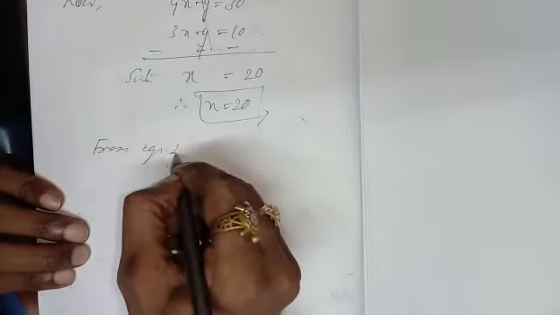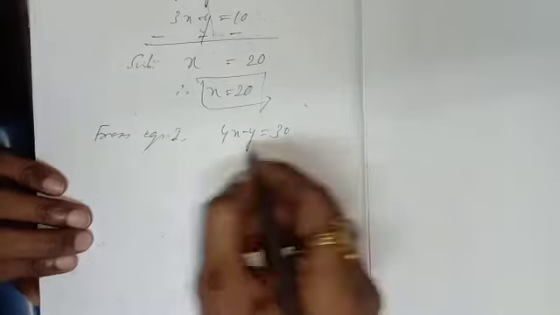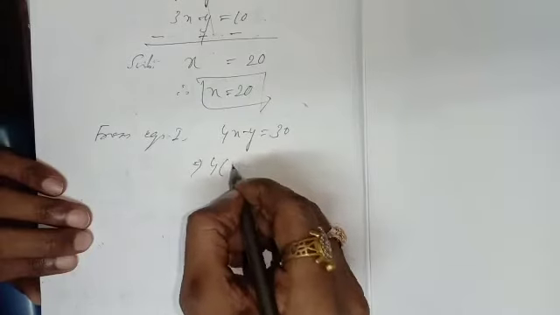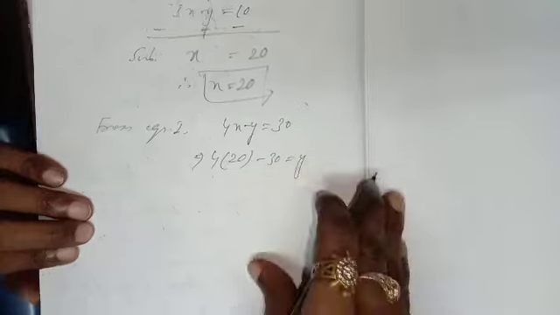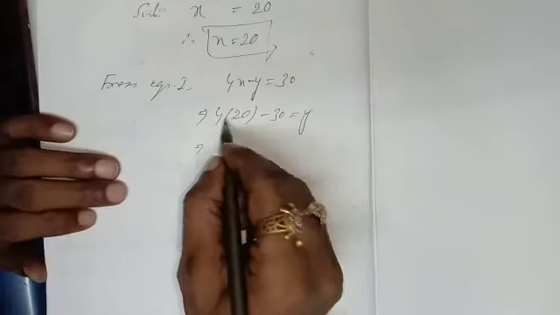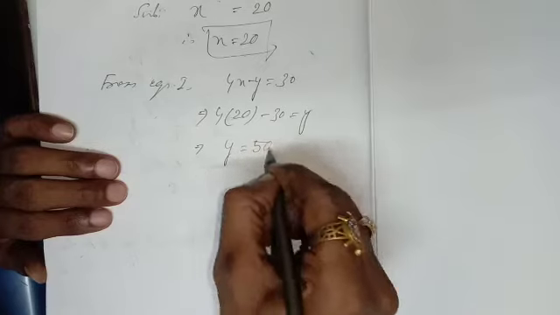From equation 1, it is given 4x minus y is equal to 30. That means 4 into 20 minus 30 is equal to y. Therefore, this is how much? 80. 80 minus 30 is 50.